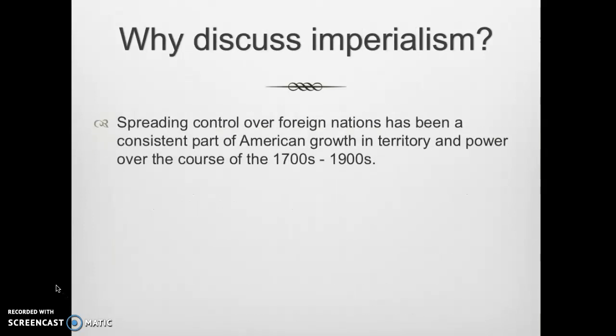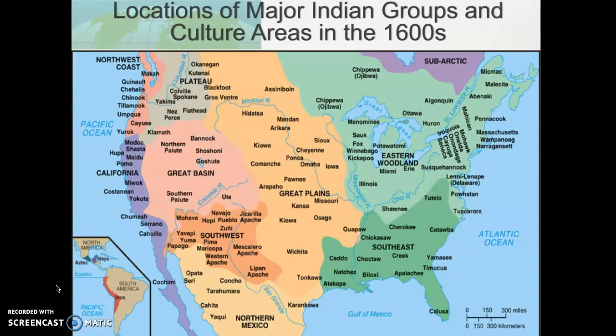Why are we discussing this? Well, spreading control over foreign nations has been a consistent part of American history and American growth in territory and power over the course of the 1700s through the 1900s. Before America was founded as a country, this region was occupied by Native American tribes with great diversity. There were several different kinds of cultures all over the American continent and into Central America, like the Mayans or the Aztec civilization, and into South America with the Inca civilization. All of these would be decimated by European settlement and European imperialism.